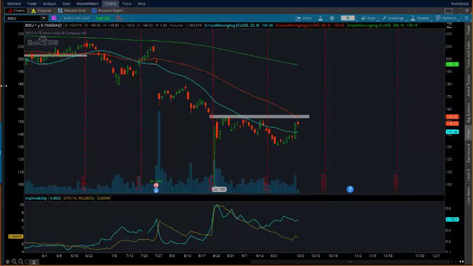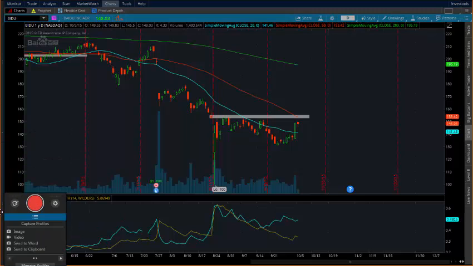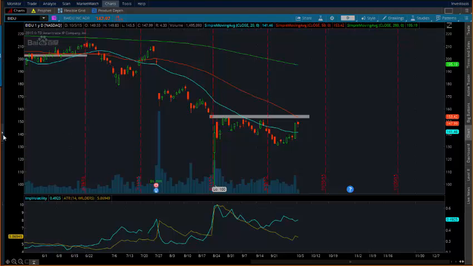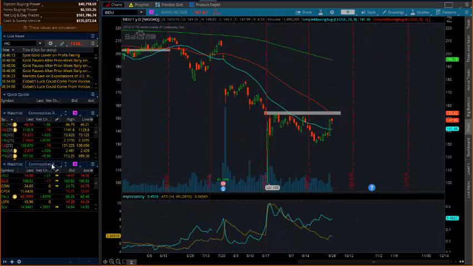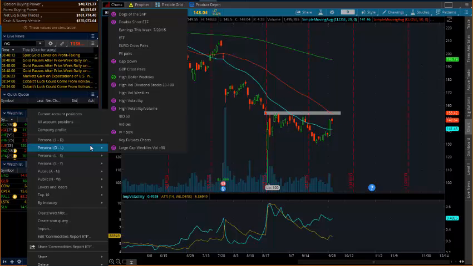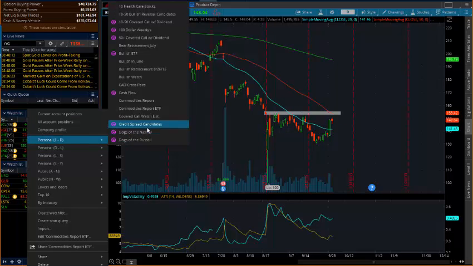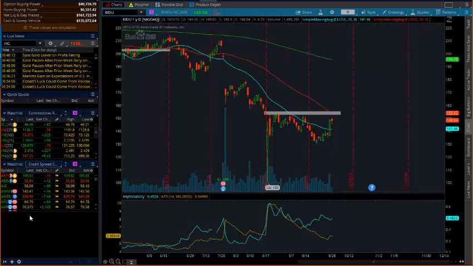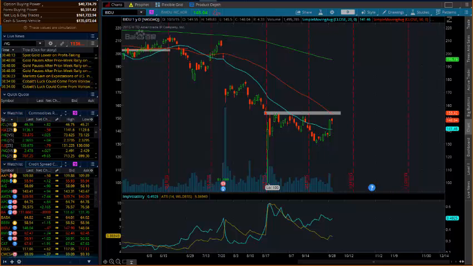Let's see here. Move this out of the way. There we are. Open up my public list or my personal list. Got a bunch of watch lists. Credit spread candidates right here. And let's look at some in a downtrend. Actually, look at the bigger names.